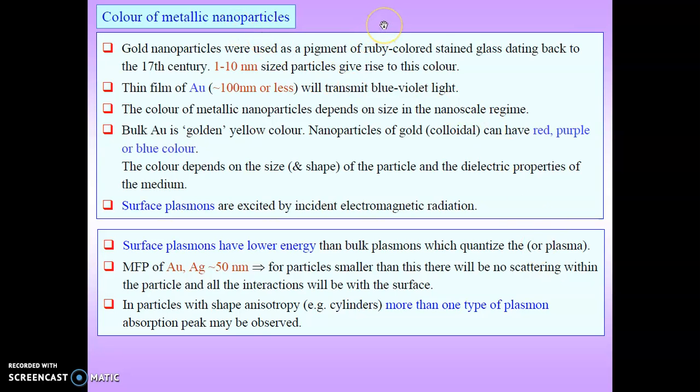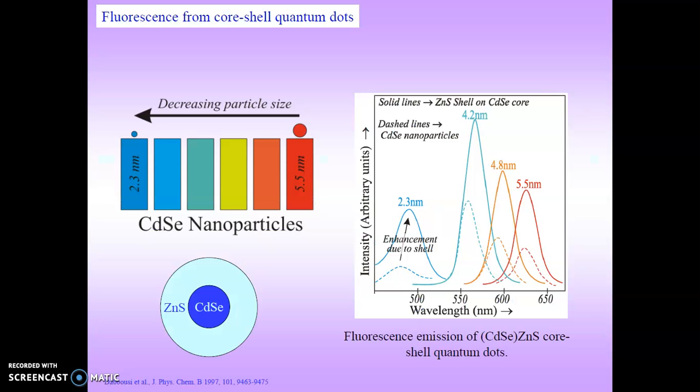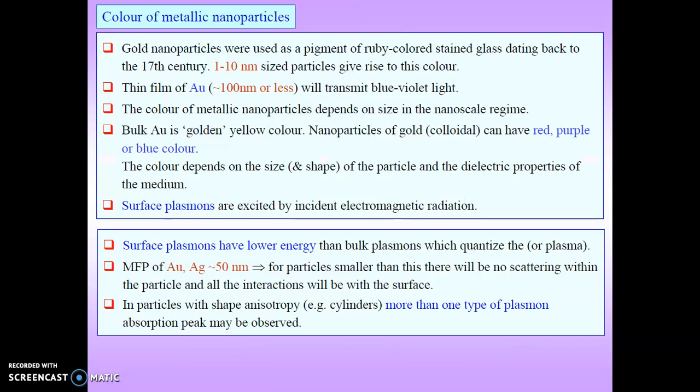Color of the metallic nanoparticle. Gold nanoparticles were used as a pigment of ruby colored stained glass dating back to the 17th century. We already said this, because based on this only many examples were given. Particles of 1 to 10 nanometer size gave rise to this color. A thin film of gold will transmit blue violet light. The color of a metallic nanoparticle depends on the size of the nanoscale region.